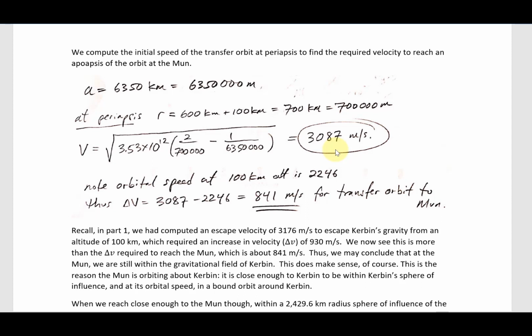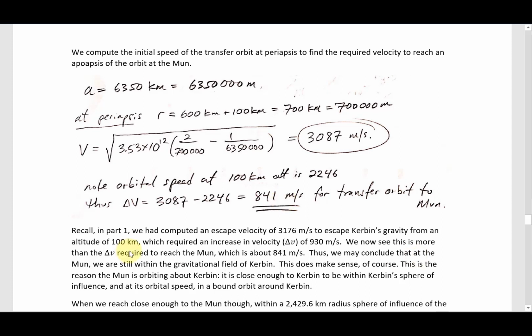So if I was in a circular orbit with an initial speed of 2246, and I wanted to increase to reach the Mun, I would have to increase my speed to 3,087 meters per second. So that's an increase of 841 meters per second. That's the delta V, the change in velocity that's required to produce exactly that transfer orbit to reach an apoapsis at 12,000 kilometers from the center of Kerbin, from the focus.